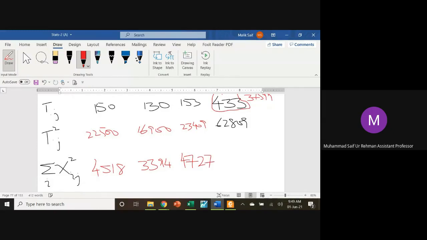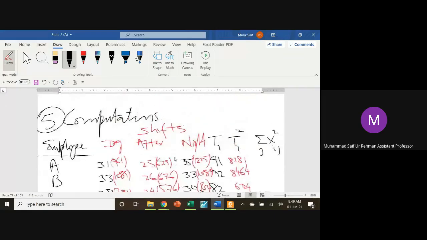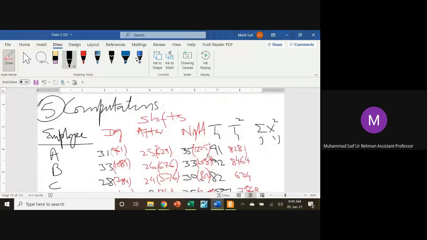Now add these three values and write down the answer over here. 4518 plus 3394 plus 4727 is 12639. Okay. And now you have to add the values that are there in the braces and are written in rows.